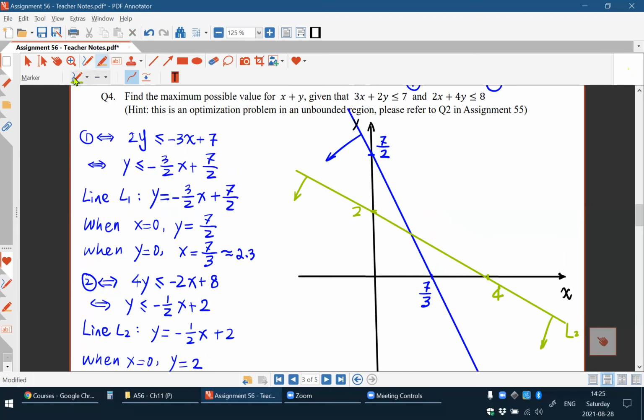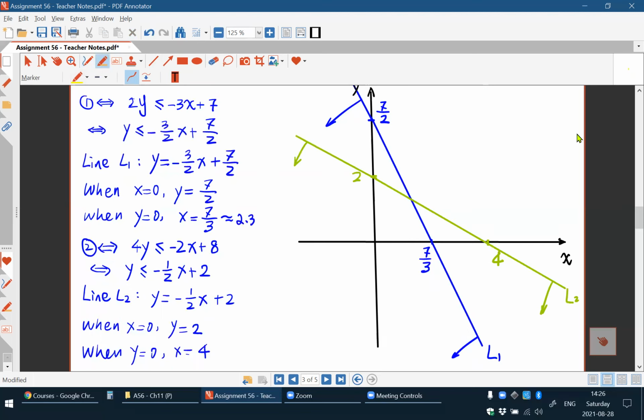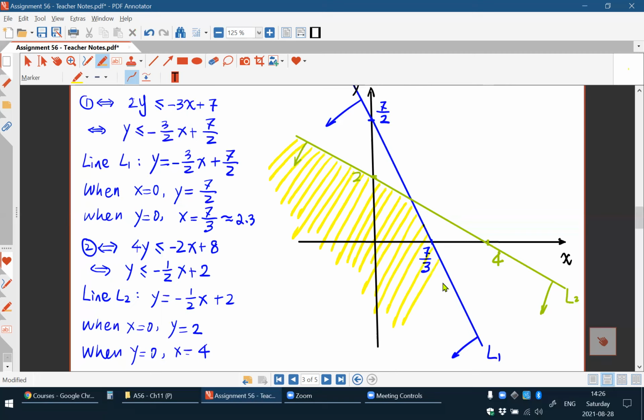So what is the corresponding region? The region is just below the blue line and the green line. It should look like this. First of all, below the green line and all the way down here, and then below the blue line here. This is our region. We need to consider the optimization problem in this region. Note that this is an unbounded region. So do we have a maximum or minimum?